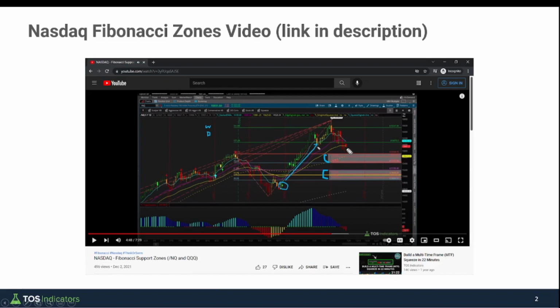The first step is the Nasdaq must tag either one of our cluster zones. These cluster zones are derived from both Fibonacci extensions as well as retracements, and they're the places in which the most overlaps take place. So if price action hits that, that's our first sign that, hey, we want to pay attention.